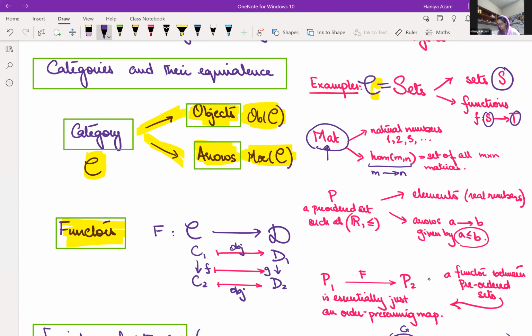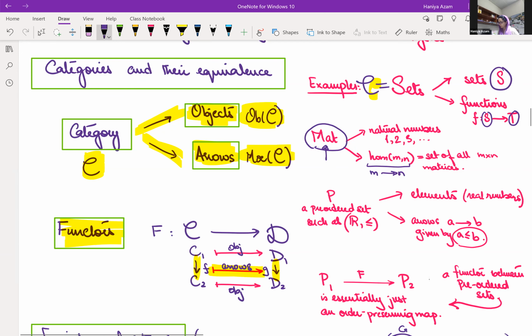So I took two objects, C1 and C2 from C, and D1 and D2 from D. And you have a map between objects. And here we have these vertical maps or arrows inside the respective categories. And this assignment is basically at the level of arrows. So it maps an arrow to another arrow, but in the other category.